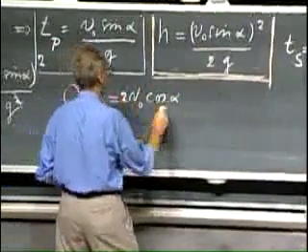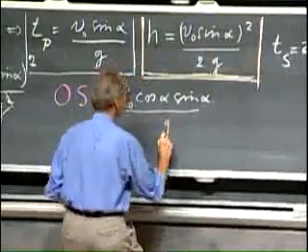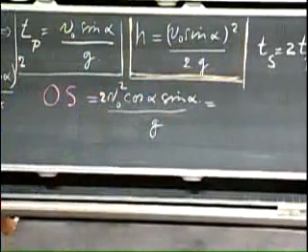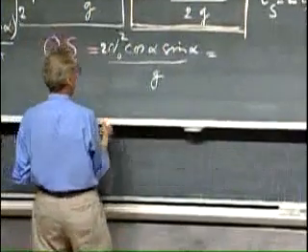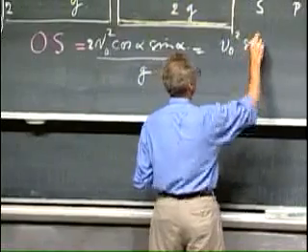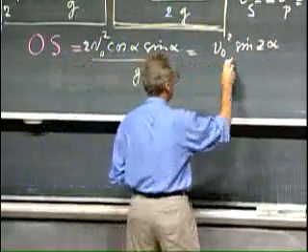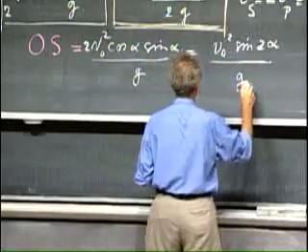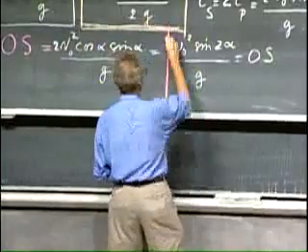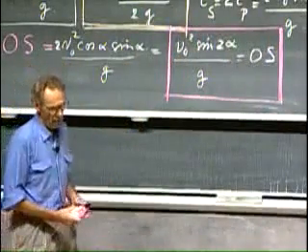So I get a 2 here. I get a sine alpha. And I get a G here. And I have another V0 there. And so the answer is V0 squared times the sine of the double angle. Remember, 2 cosine alpha sine alpha is the sine of 2 alpha divided by G. And this is OS. And I'm going to need this a lot. This reminds me not to remove it.